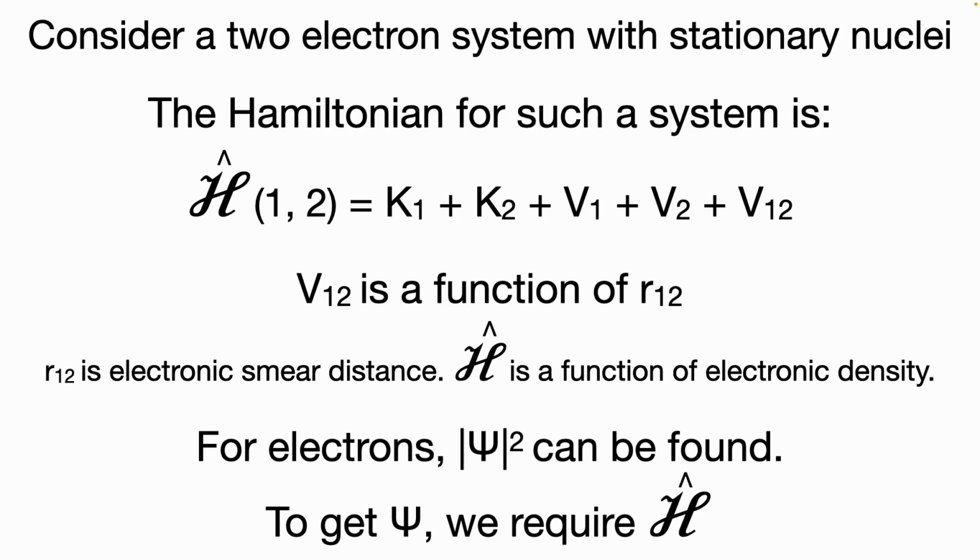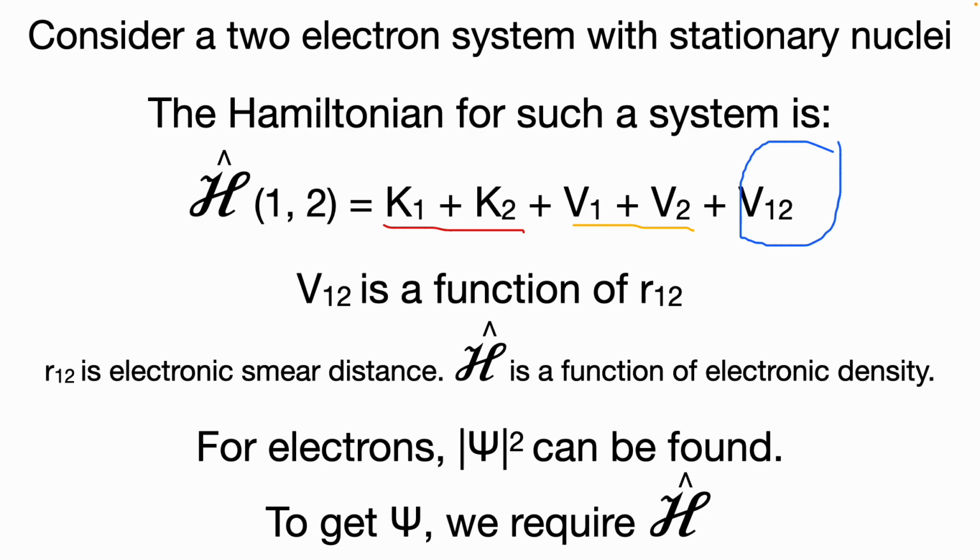So let's consider a two-electron system which has stationary nuclei. The Hamiltonian for such a system can be given as the sum of the kinetic energies of the two electrons plus the sum of the potential energies of the two electrons in the field of stationary nuclei plus the interaction potential between the two electrons.